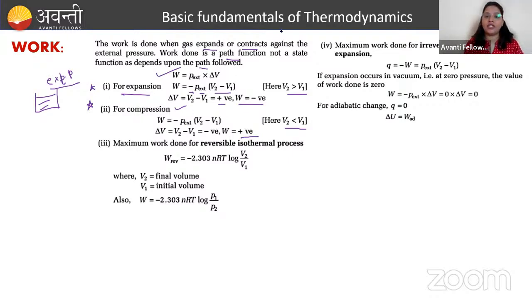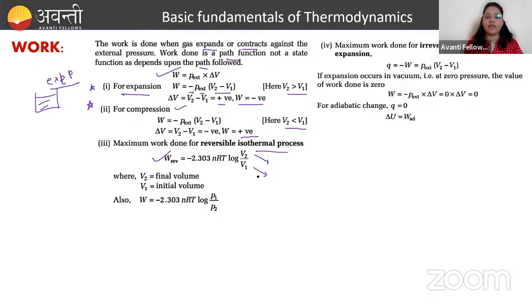If our reaction is a reversible isothermal process, what is the meaning of isothermal? That means temperature is constant. So if our reaction is a reversible isothermal process, then the work done for that reversible process, the equation is W is equal to minus 2.303 nRT log of V2 by V1. What is V2? It is the final volume. What is V1? It is the initial volume.